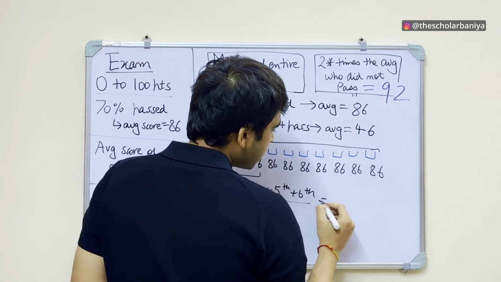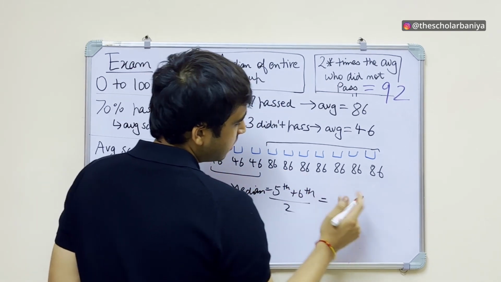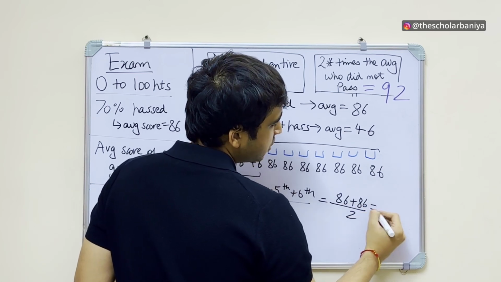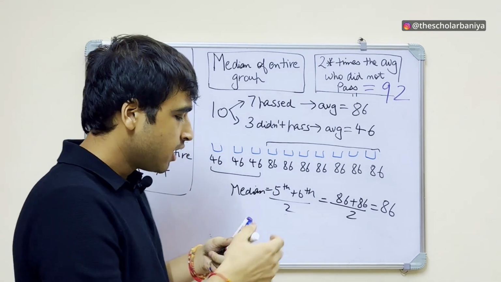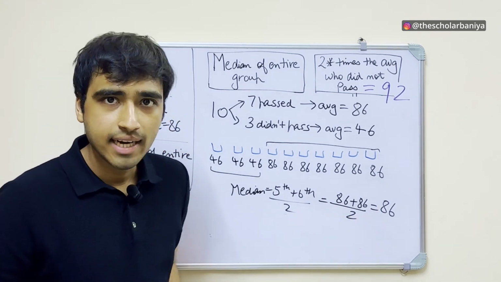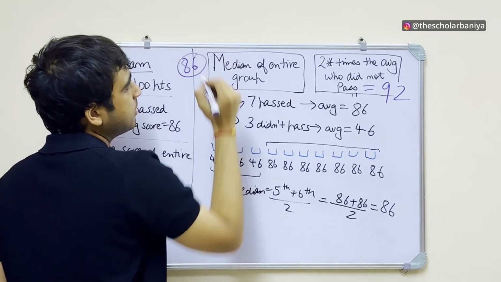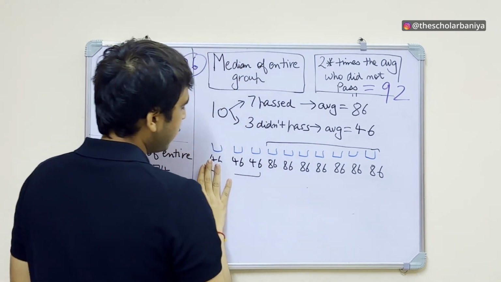So what will this be? This will be 1 2 3 4 5. 5th term plus 6th term. So 86 plus 86 upon 2, which is 86, right? I hope this is clear. So one possible option or answer for the median is what? 86. So 86 is one possible option, right? Okay. Now tell me one thing.